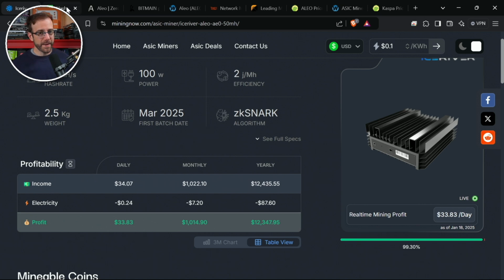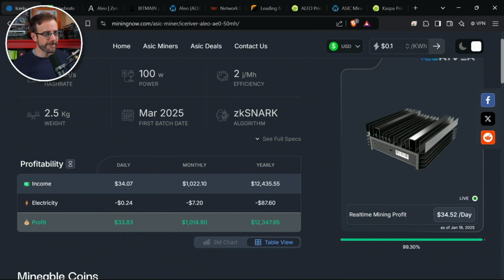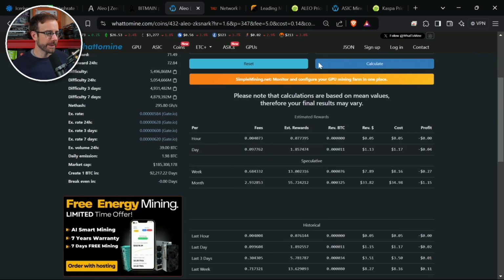So the best performing, as of right now, graphics card on Aleo is the 4090. I mined it at its most efficient settings, and it's giving 1.6 megahash for 350 watts. So not even close to what this Iceriver Aleo miner can do. So let's check that out a little further just to drive the point home. Over on What's a Mine here, that 4090 would bring home 1.8 Aleo per day.